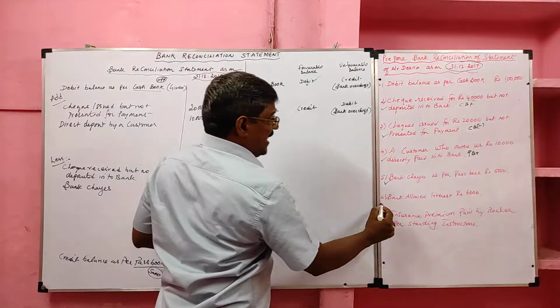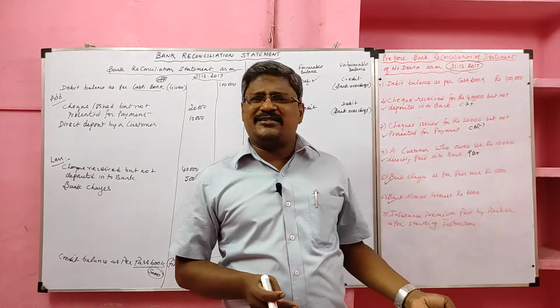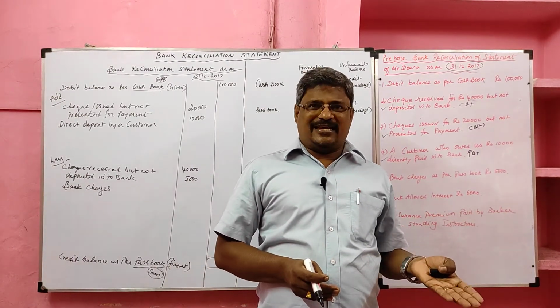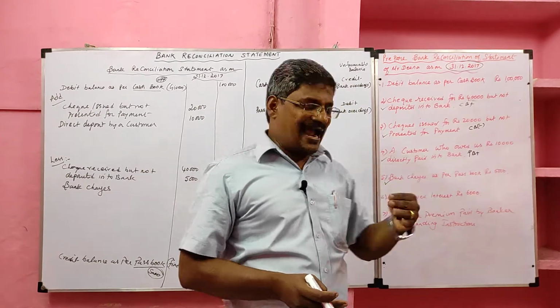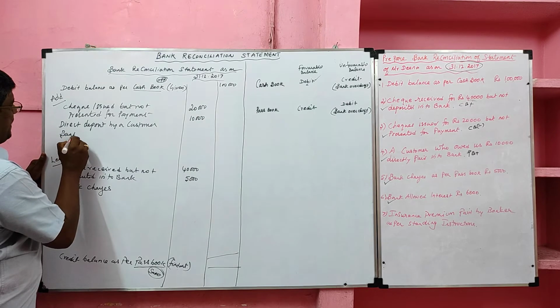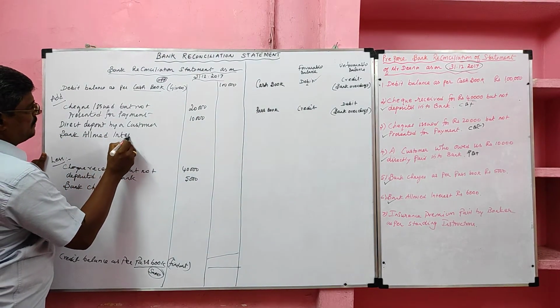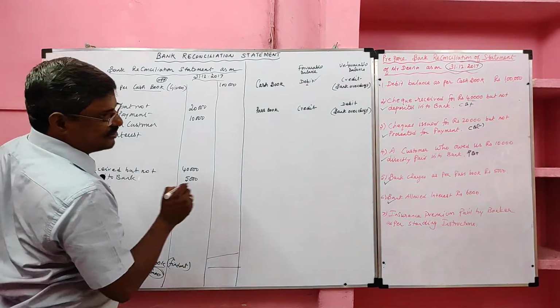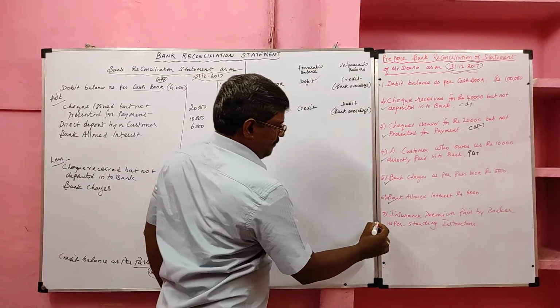Next, bank allowed us interest. Bank allowed us interest. Where did the transaction take place? It took place in the passbook. It was added. Now we have to add. Bank allowed interest, how much? 6,000 rupees. Next, last one.